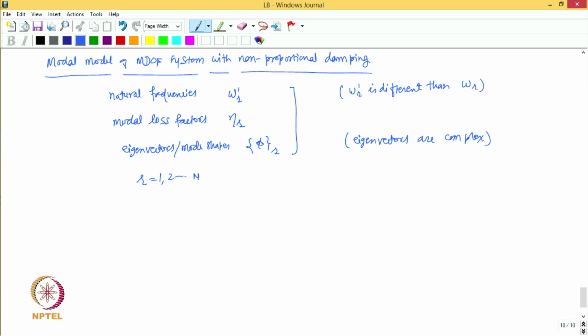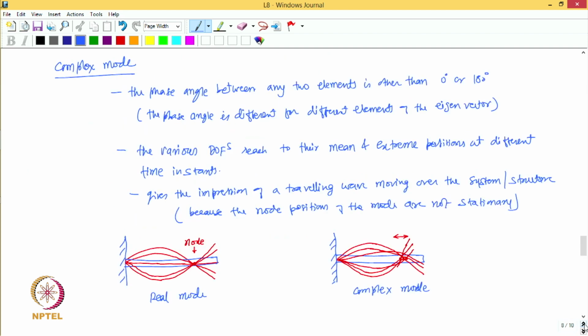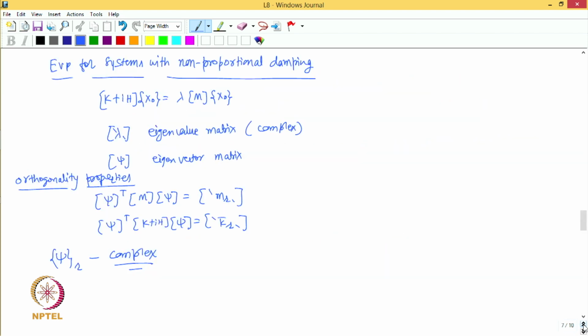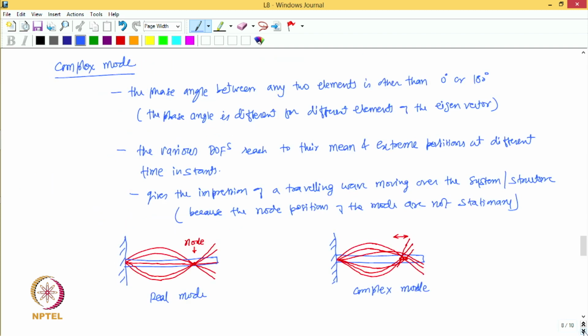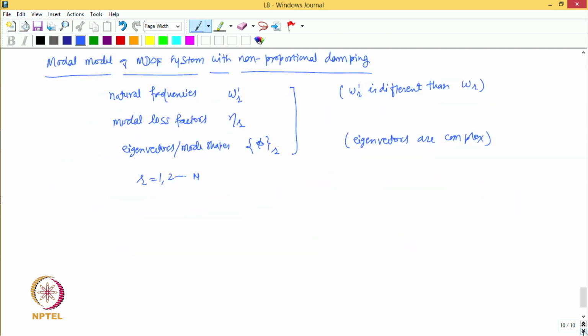Okay, so these eigenvectors are complex. So, for the model of the proportional system, let us check once what we wrote for the eigenvectors. Yes, we have used the mass normalized eigenvectors, that is how it should be, the mass normalized eigenvectors making up the model. I just wanted to confirm that.